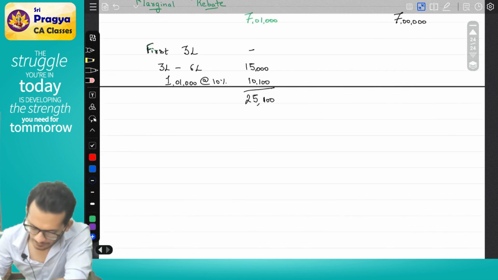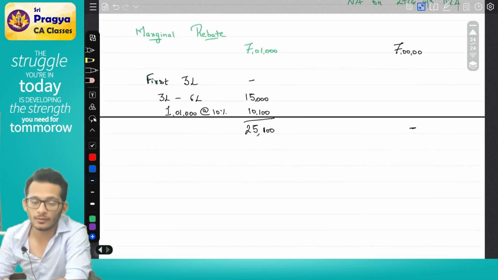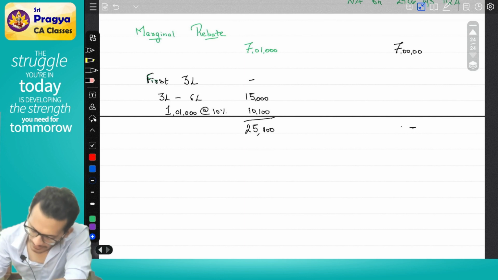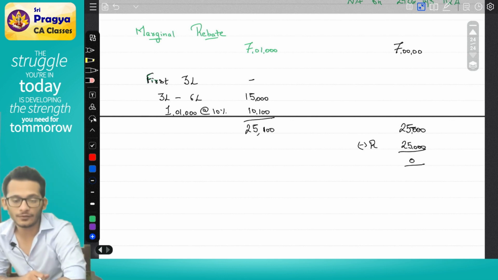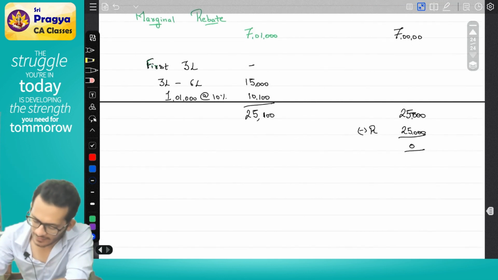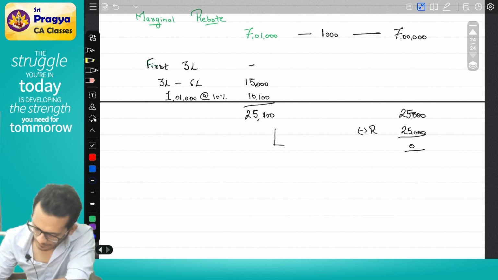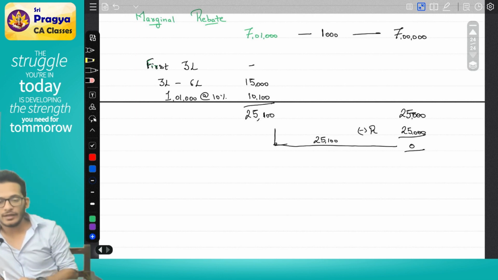Your tax would have been 0. Why, Rahul? You would have got rebate. Your tax here would have been 25,000, minus rebate of 25,000. Therefore, your tax is 0. Now, notice how much is your increase in income? Your increase in income is 1,000. But your increase in tax is 25,100.